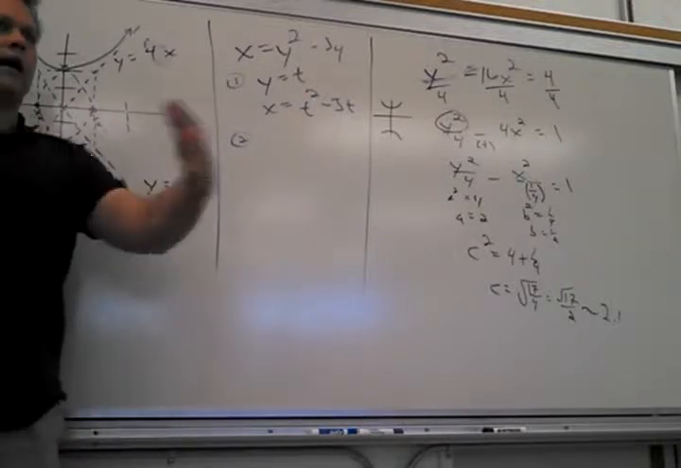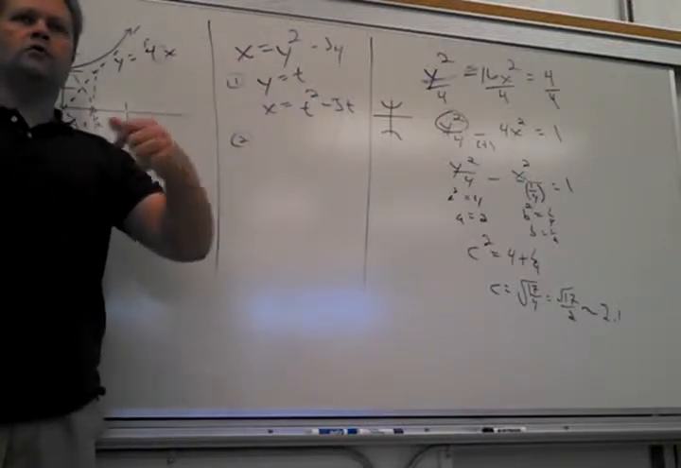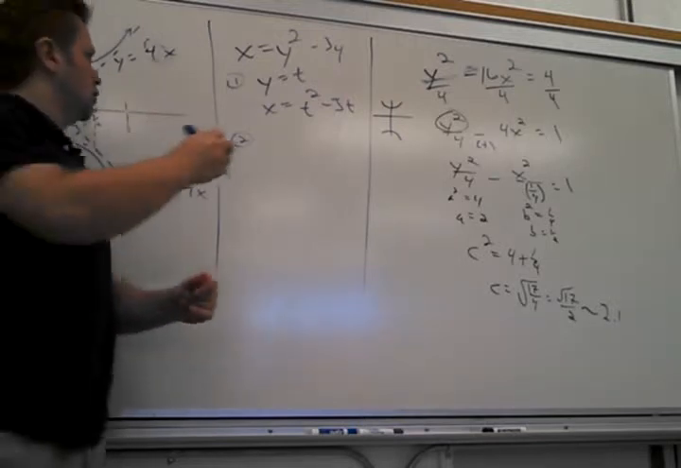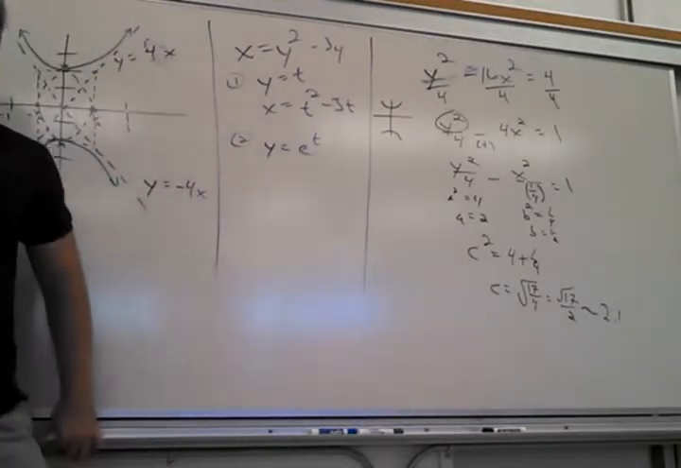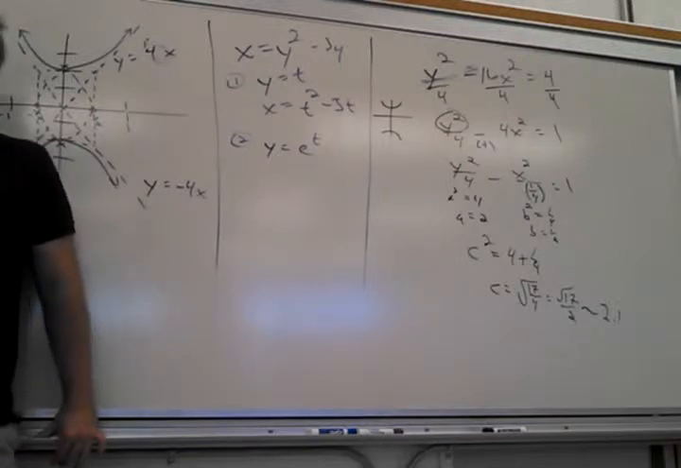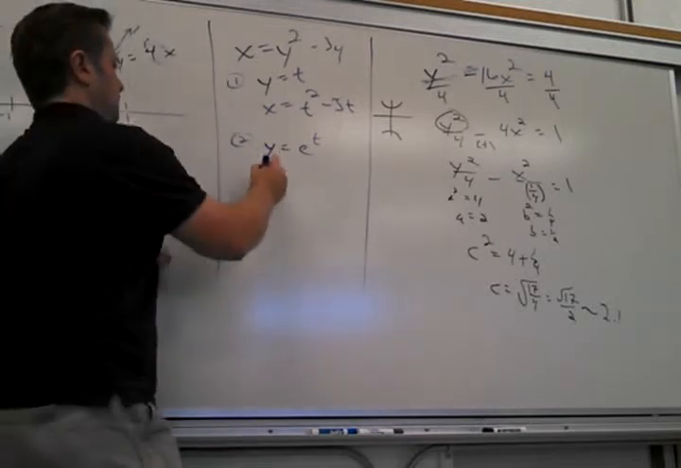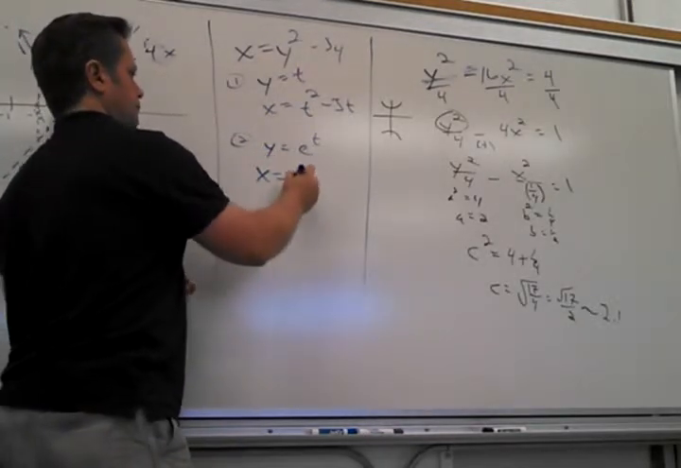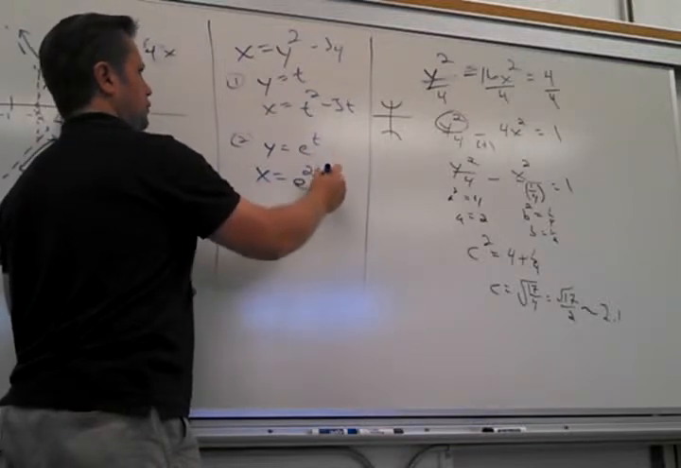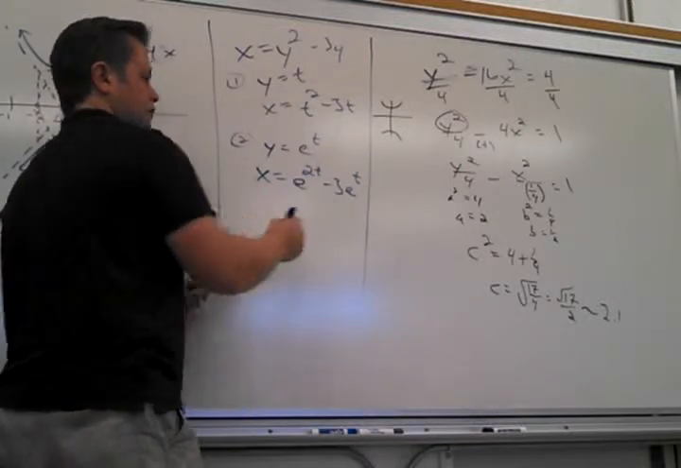That's the idea with sine, it can only go so far. What's wrong with what I chose? I chose to let y equal e to the t. Can my y output then be negative, for example, or even 0? No. So that's what I'm giving up there. But then what would x be? e to the t squared, which is e to the 2t minus 3e to the t.